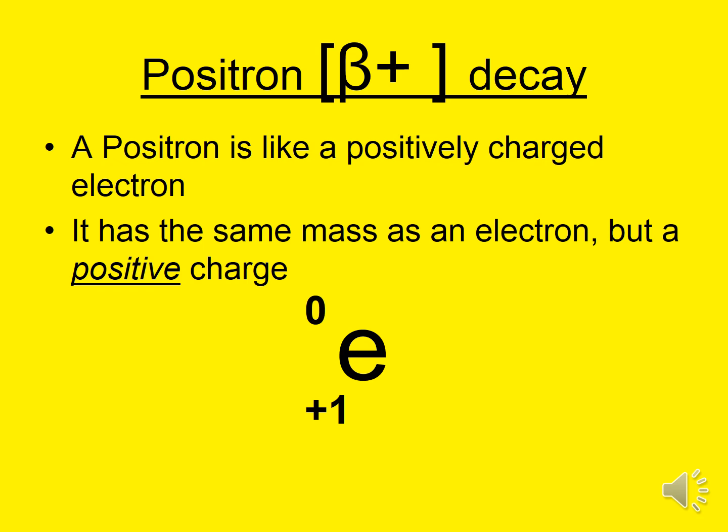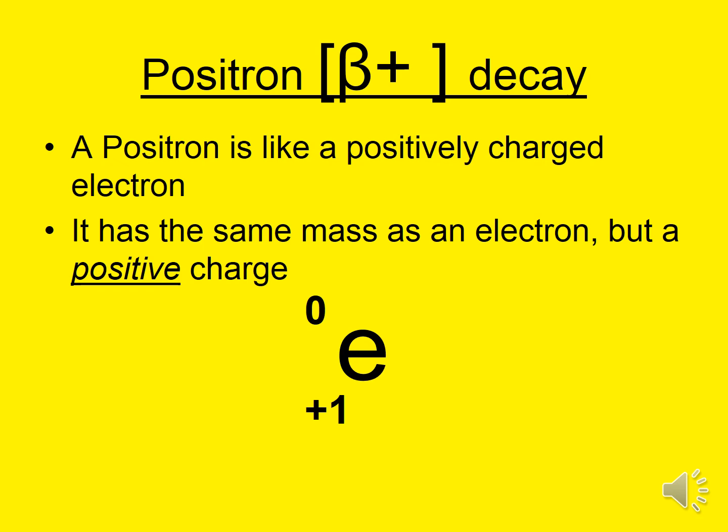In a similar vein, to give you a bit of head scratching about this, a positron is a positively charged electron coming out of the nucleus. Okay, same mass as an electron but a positive charge, and this is how we reflect a positron in terms of its symbol, +1 as its charge, no mass.